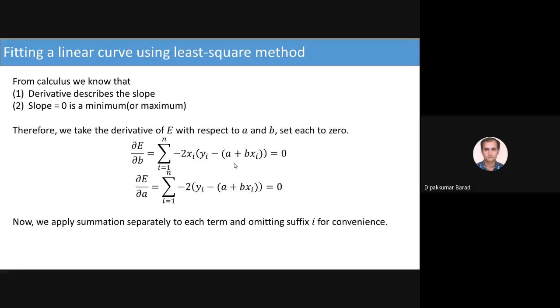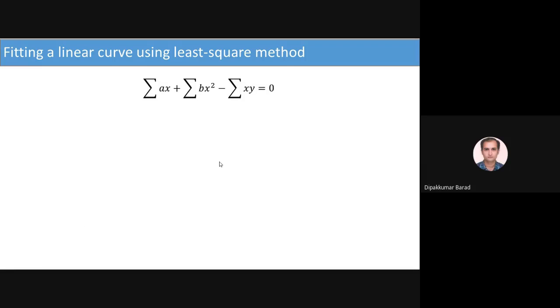Once again we have del e by del b equal to summation i from 1 to n of minus 2 xi into yi minus a plus b xi. So I will take 2 outside and then multiply by 1 by 2 on both sides, so the 2 will cancel out. Now this minus xi into yi, so minus xi yi, then this minus plus here, so I get a plus b xi. If I apply the summation and remove i, then what I get is summation ax plus b x square minus xy equal to 0. Here I have not mentioned i, but it means this summation is i from 1 to n.